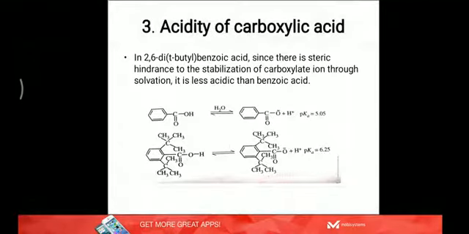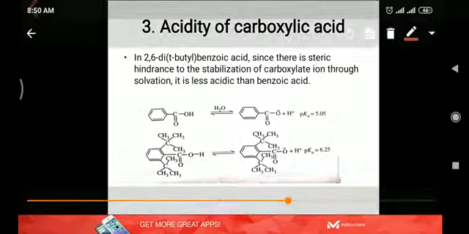Now coming to acidity, we consider carboxylic acid. You can see 2 examples here. One is benzoic acid, the other is 2,6-di-tertiary butyl benzoic acid. Which is more acidic? Benzoic acid is more acidic. You can see the pK values. When 2 bulky tertiary butyl groups are placed at the ortho positions, there is steric crowding. So the proton donation becomes difficult, and subsequent solvation of the conjugate base also becomes difficult. So 2,6-di-tertiary butyl benzoic acid is found to be less acidic than benzoic acid due to steric effect.